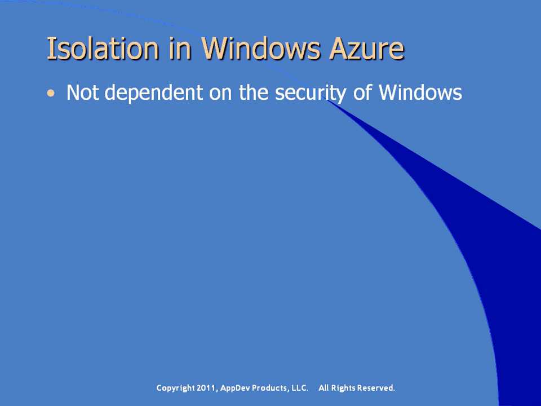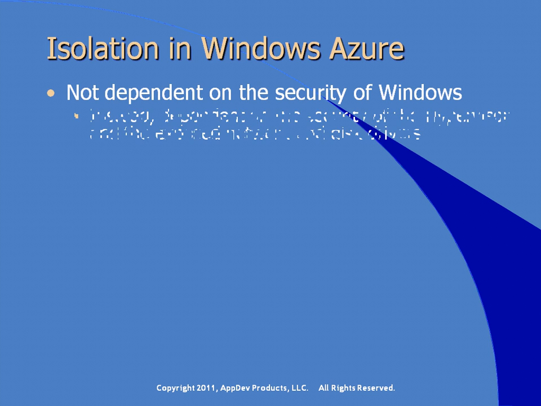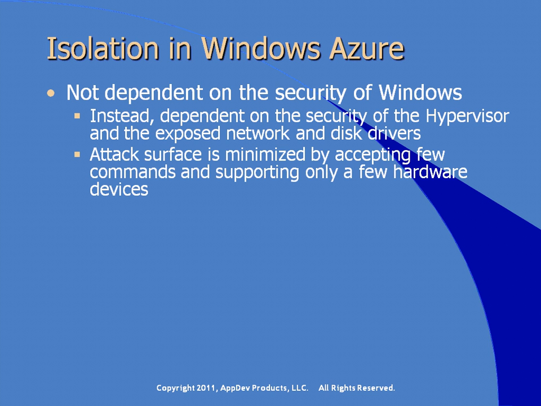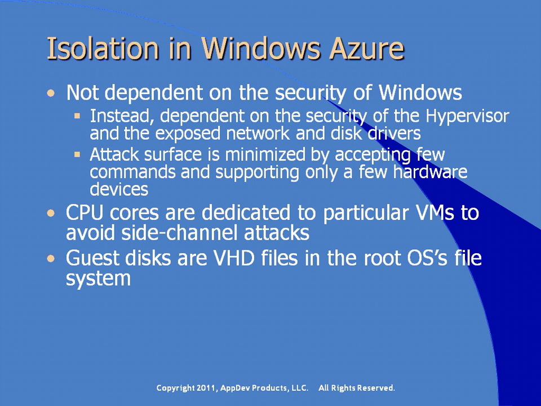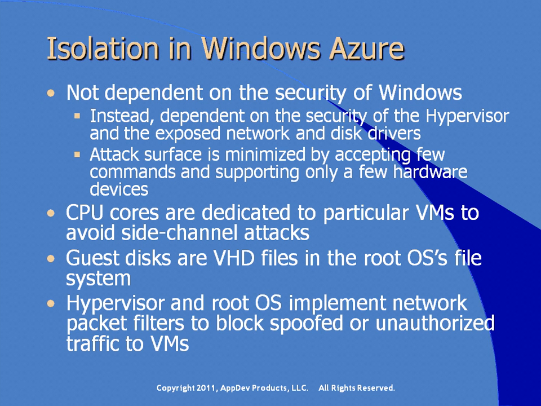Isolation between virtual machines does not depend on the security of Windows. It is enforced externally by the hypervisor, and is thus dependent on the security of the hypervisor and the exposed network and disk drivers, and the attack surface is minimized by accepting few commands and supporting only a few hardware devices. Core CPUs are also dedicated to particular VMs to avoid side-channel attacks, and guest disks are virtual hard drive files in the root OS's file system. Hypervisor and root OS implement network packet filters to block spoofed and unauthorized traffic to virtual machines as well.